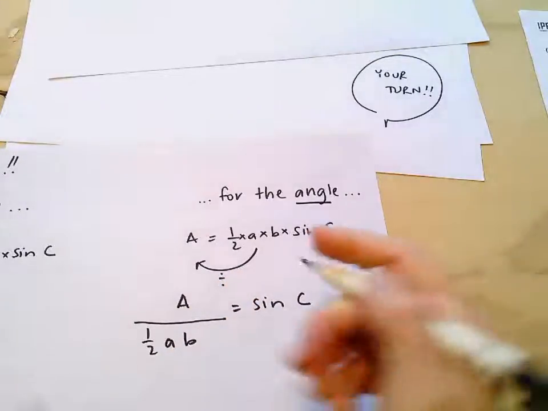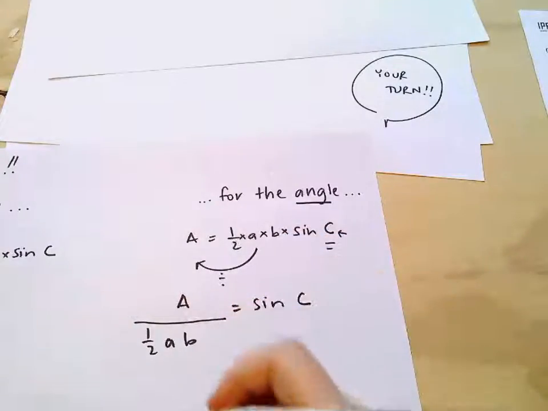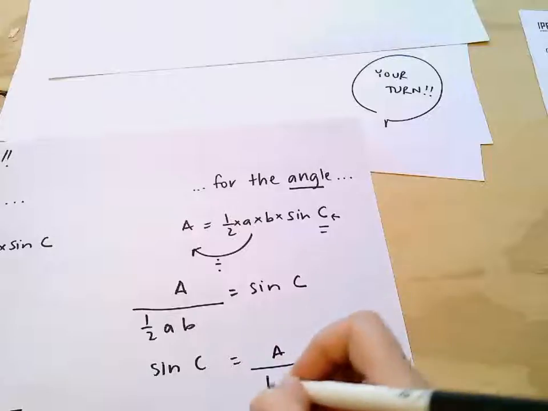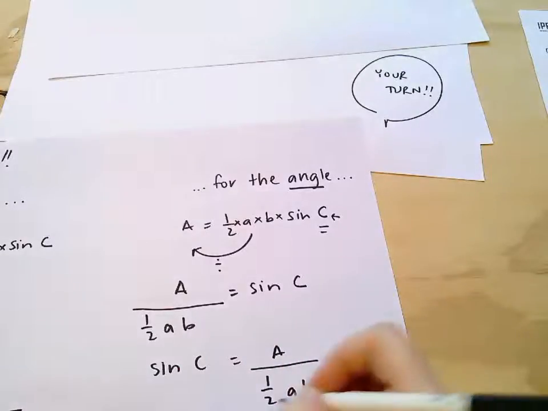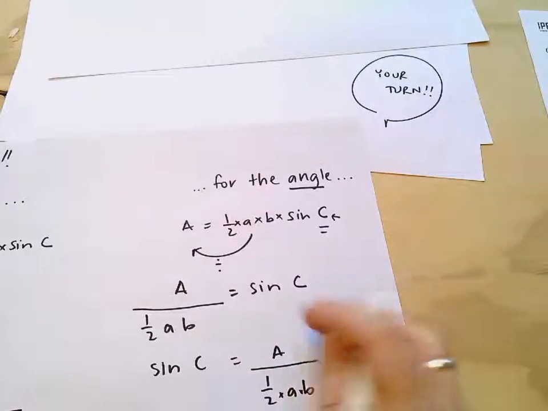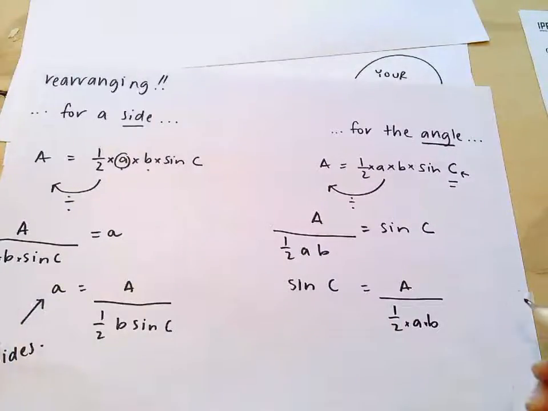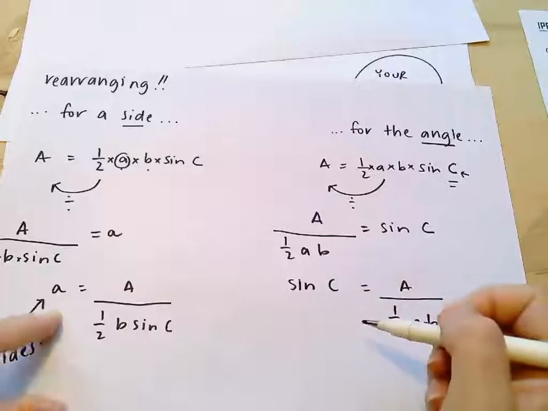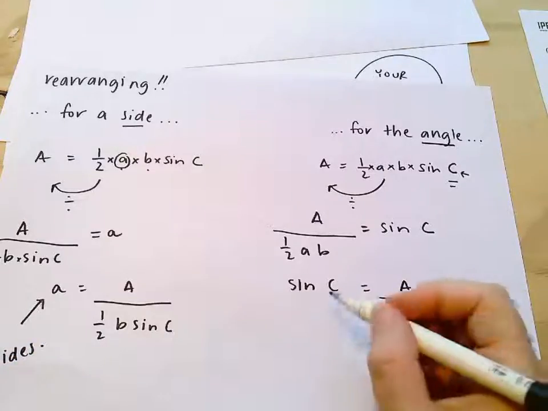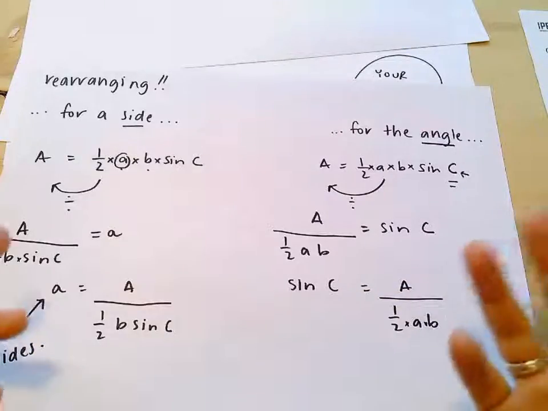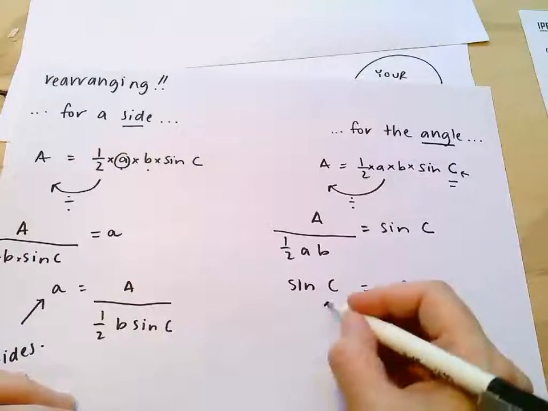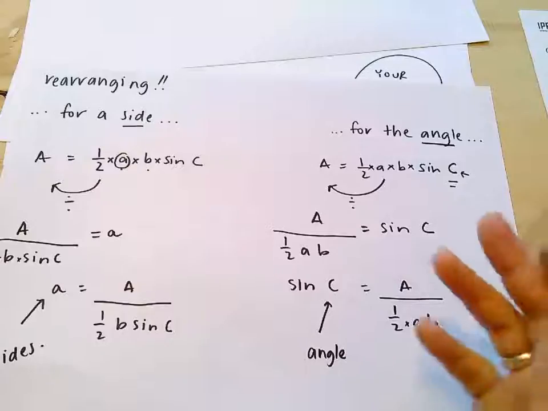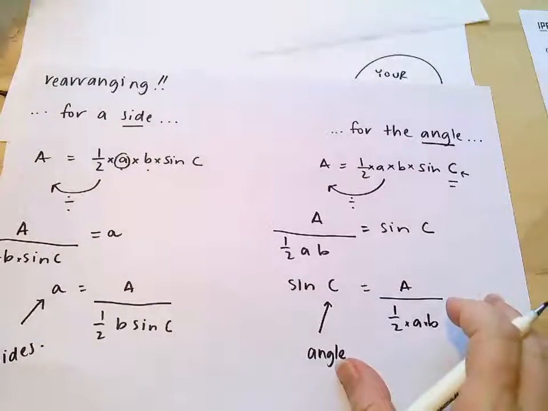And again, we don't normally like it written that way, so I'm going to flip it over. So it says sine C equals area over half AB. Again, these are little times signs here. So that gives us two rearranged formulas, one for working out the length of a side, one for working out the size of an angle. So you're going to need to be able to rearrange that in your exam in case you need to work out one of those things. So let's now use it and give it a go.